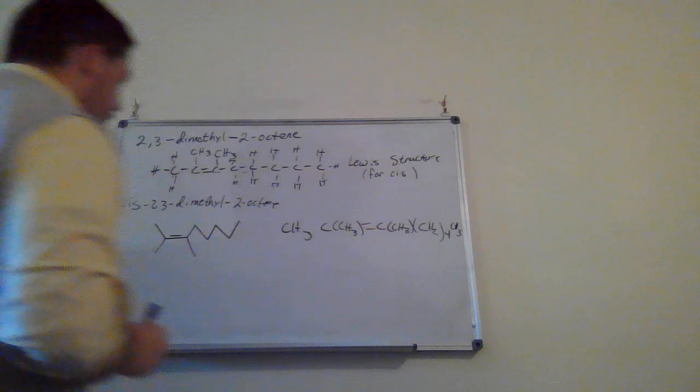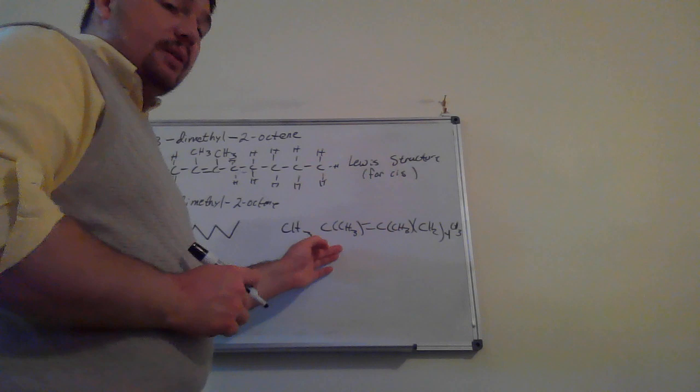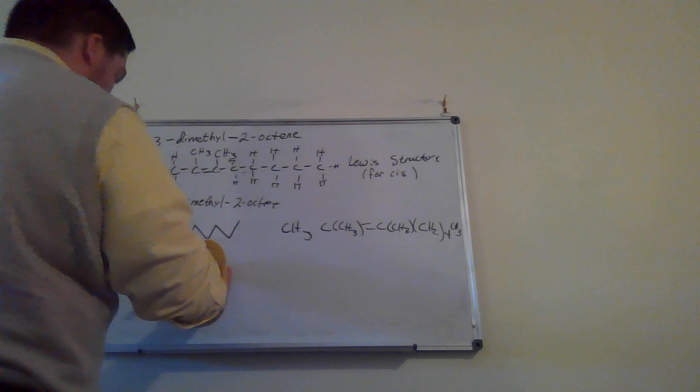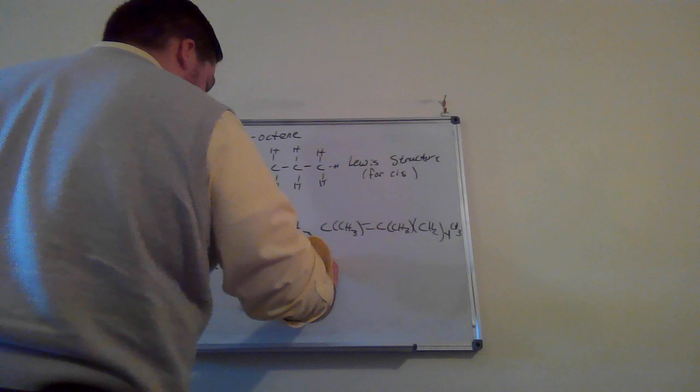Okay. In the condensed form, this is really not going to tell us anything about cis or trans. It's just going to give us the line for it. If I ask for trans 2,3-dimethyl-2-octene, well, that means the methyls are going to be on the opposite sides.